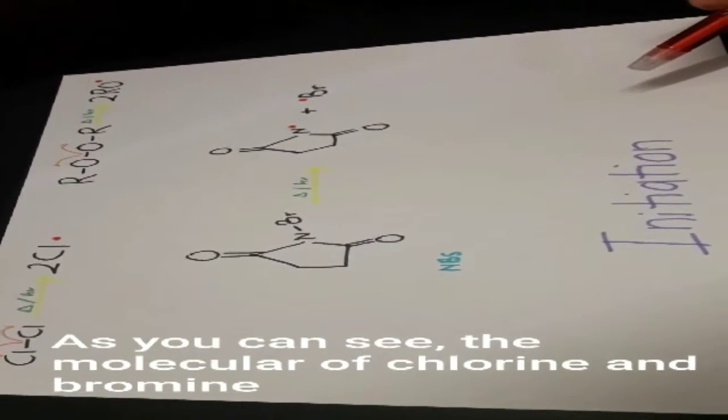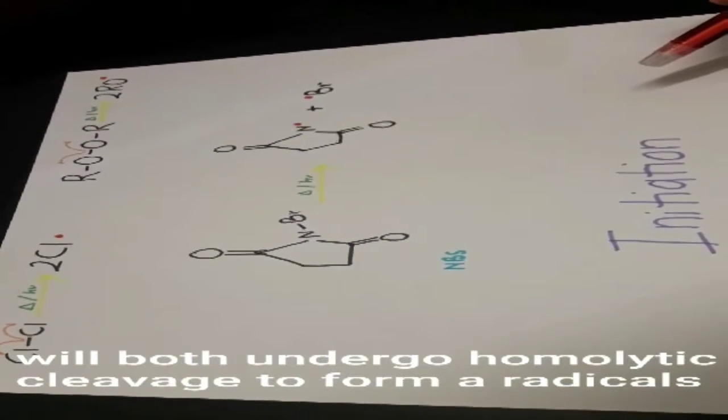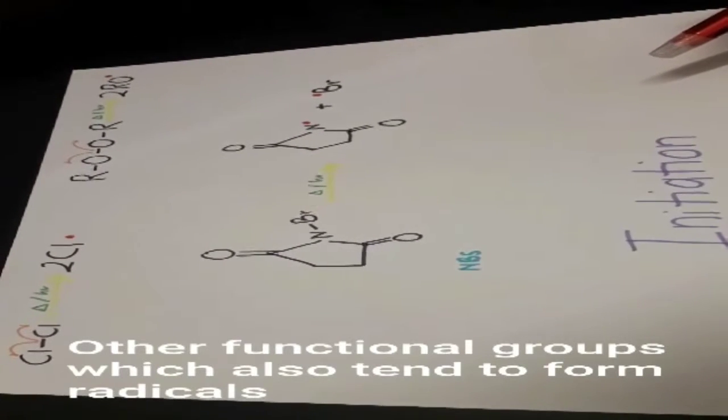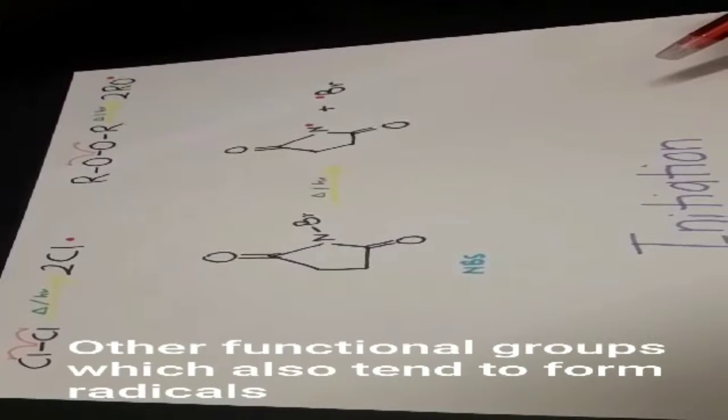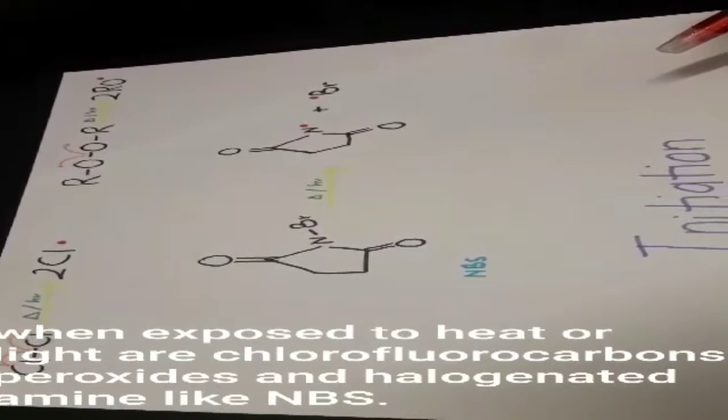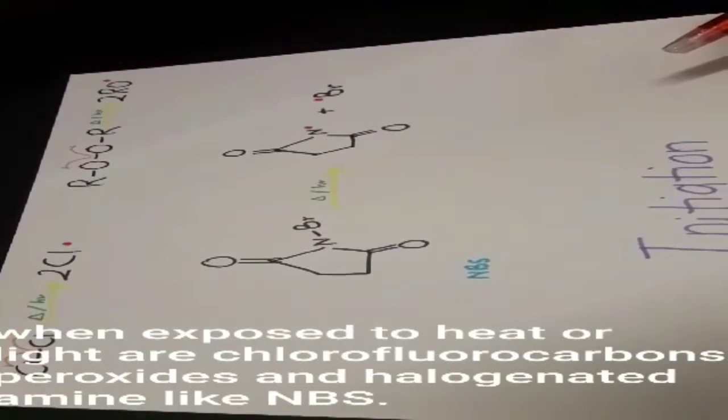As you can see, the molecules of chlorine and bromine will both undergo homolytic cleavage to form radicals when exposed to heat or light. Other functional groups which also tend to form radicals when exposed to heat or light are chlorofluorocarbons, peroxides, and halogenated amines like NBS.